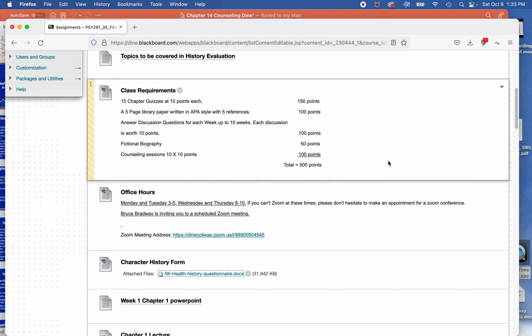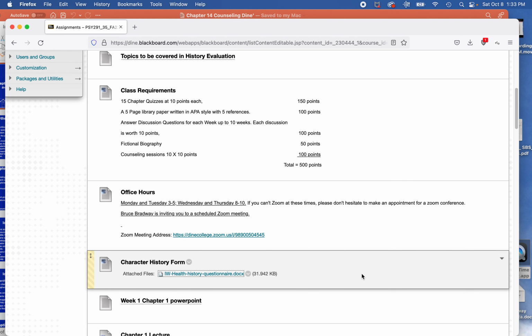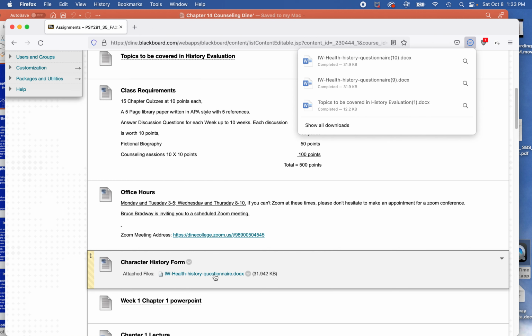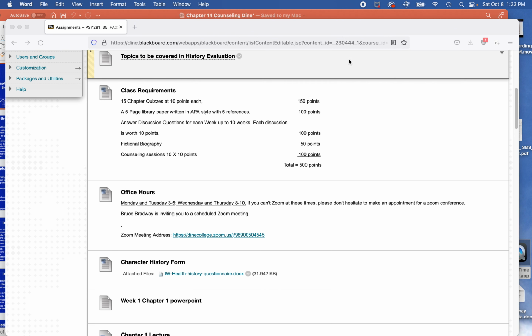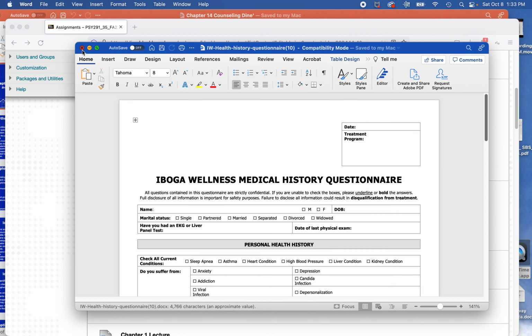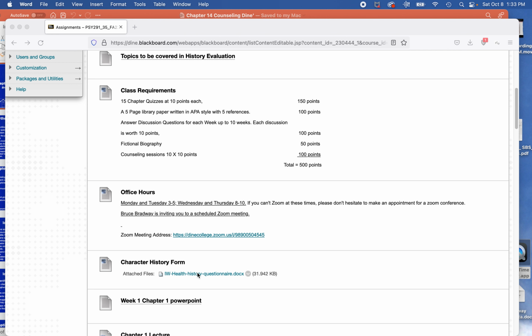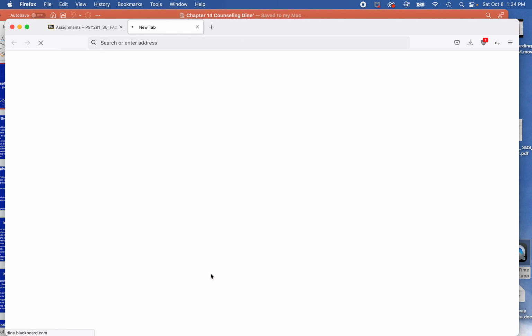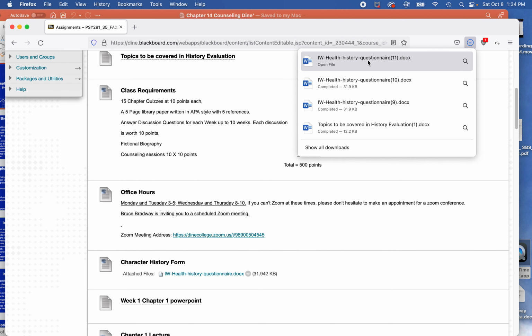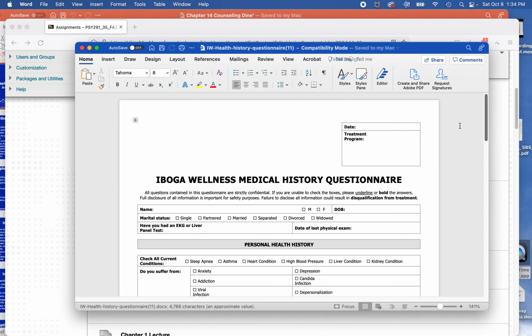So what are we talking about? Well, your character, which is a fictional character and has to have a fictional name, of course. You need to create a history, and the history can be done by clicking on this character history form. It's on the assignments page. Click on that. This is an Apple. I don't know what yours looks like, but that's what the form looks like.